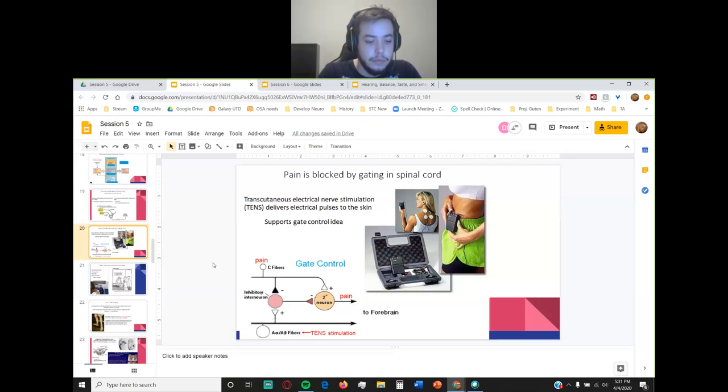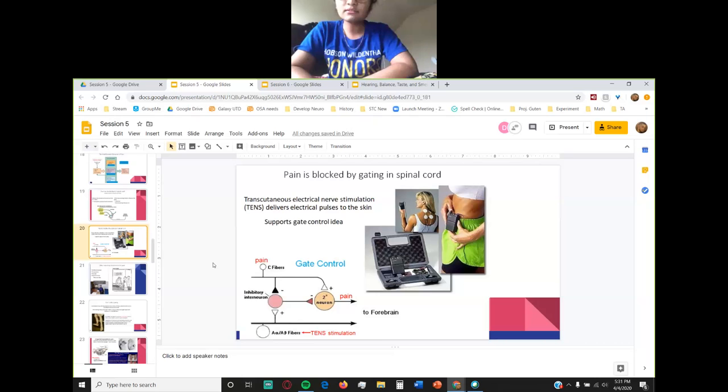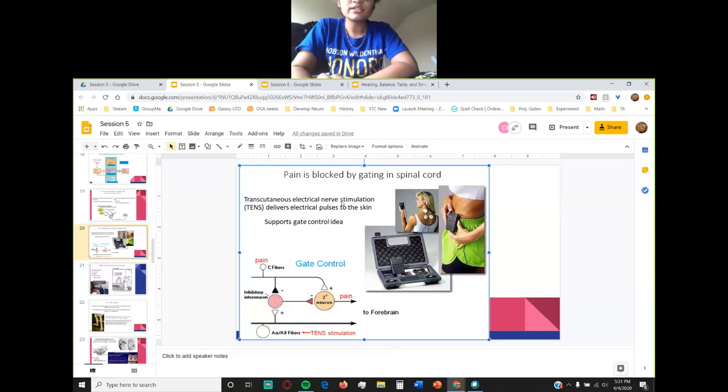So transcutaneous electrical nerve stimulation plays on this idea. When people have pain in an area and you use transcutaneous electrical nerve stimulation in the same area, and you stimulate the touch neurons instead of the pain neurons, then you're going to introduce a counteractive system that ultimately reduces how much pain you perceive.